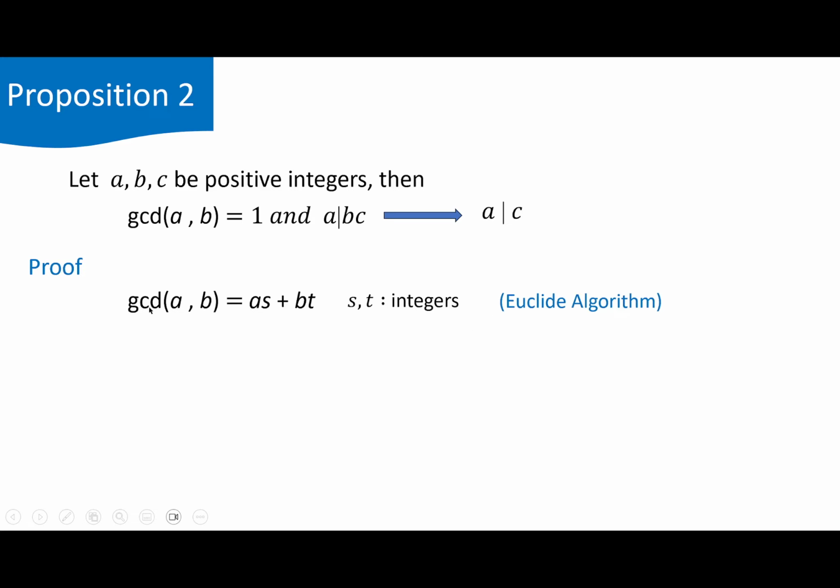I can put GCD(a,b) as as+bt. That's a linear combination of a and b, using the Euclidean algorithm. So now I'm going to set this equal to 1 here. I'm going to multiply both sides by c.